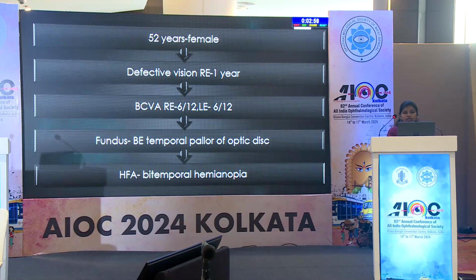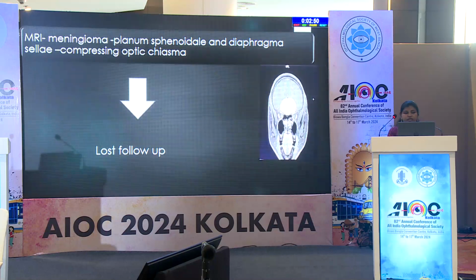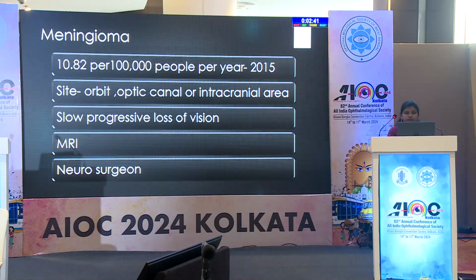A 52-year-old female patient presented with defective vision in the right eye. Vision was 6/12 in both eyes. Fundus shows temporal pallor of the optic disc. MRI was suggestive of meningioma involving the planum sphenoidale and diaphragma sellae, compressing the optic chiasma. Unfortunately, we lost the follow-up.